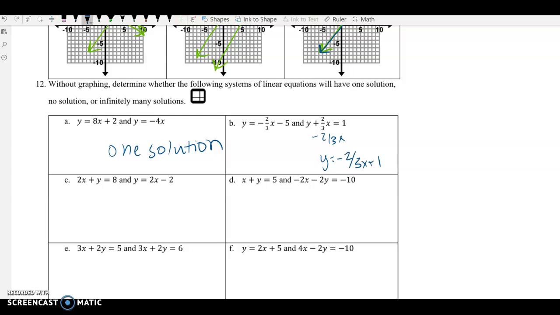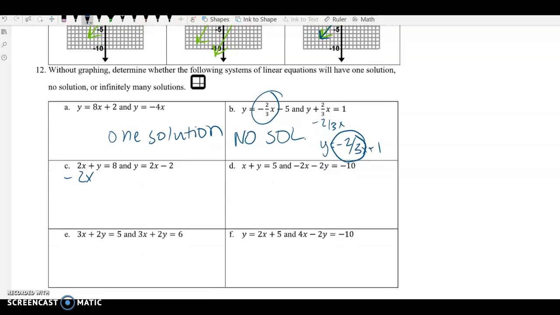What do we notice about these equations? They have the same slope, right? So same slope means parallel lines. Parallel lines mean they'll never touch, so there's no solution. For this next one, when I put it in slope-intercept form, I get y equals negative 2x plus 8. They're not parallel because they have different slopes, and they're not the same exact equation, so this means they will intersect at one point.